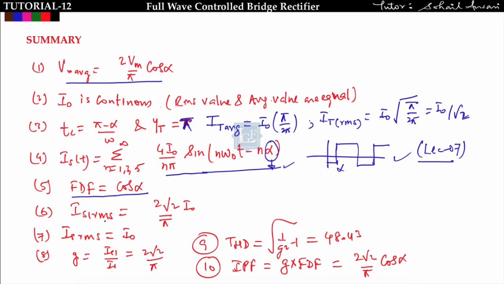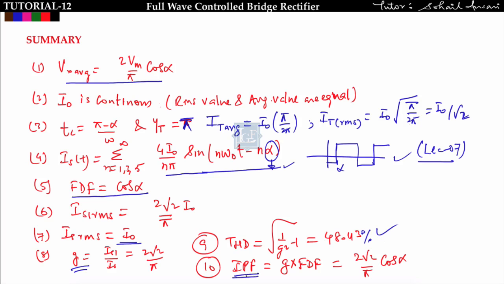Also, to find Is1 RMS, the fundamental source RMS current, you only have to put n equal to 1 and find Im. Im you will get as 4 I naught upon pi, and Im by root 2 gives the RMS value, equal to 2 root 2 upon pi into I naught. Is RMS we have found is I naught only. So Is1 upon Is will give you the distortion factor, equal to 2 root 2 upon pi, and THD will come out to be 48.43%.